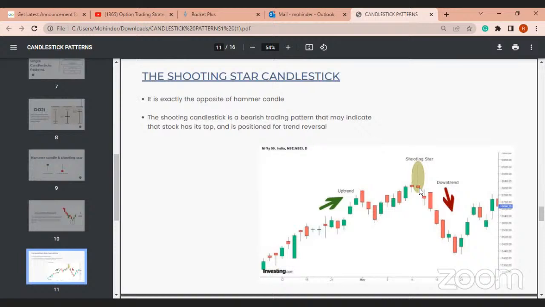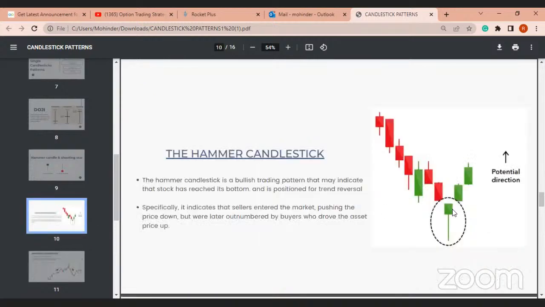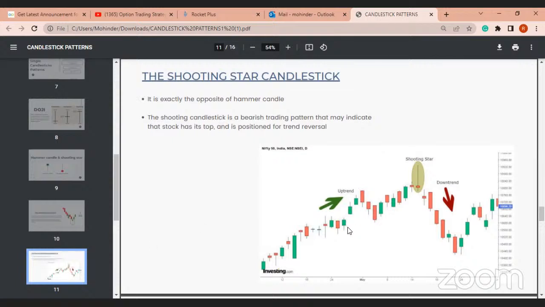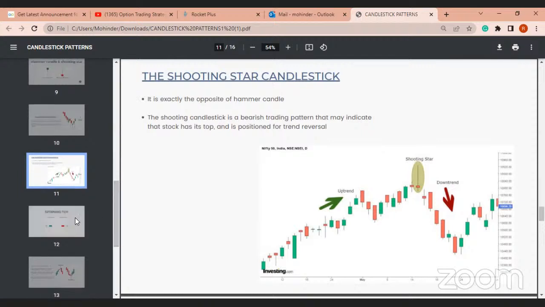So the main motive behind using the shooting star as well as the hammer candle is that they are used as trend reversal indicators. If it is a downtrend and a hammer candle is formed, it is an indication that a trend reversal might happen. After a downtrend, if a hammer candle is formed, the indication is that it might go up, and exactly the opposite with the shooting star. If it is in an uptrend and a shooting star is formed, then it indicates that it might come down. So it is used as a trend reversal in technical analysis.